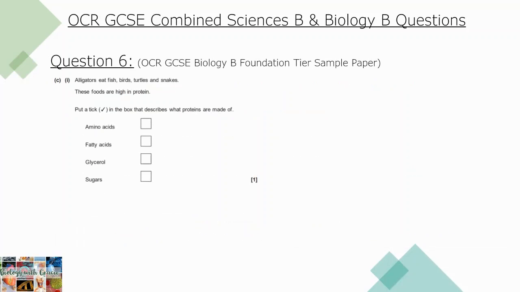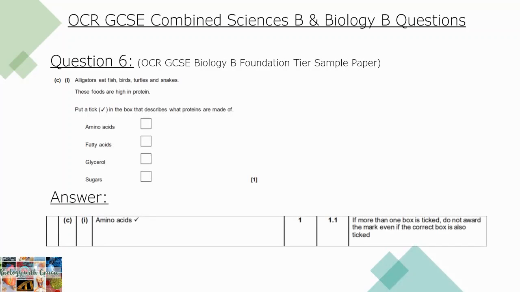Question 6. Alligators eat fish, birds, turtles and snakes. These foods are high in protein. Put a tick in the box that describes what proteins are made of. We know that proteins are polymers and they are made up of monomers, which are in fact amino acids. So therefore our answer is amino acids.